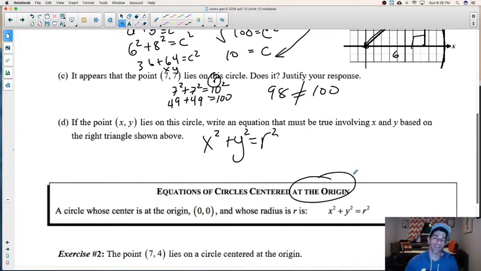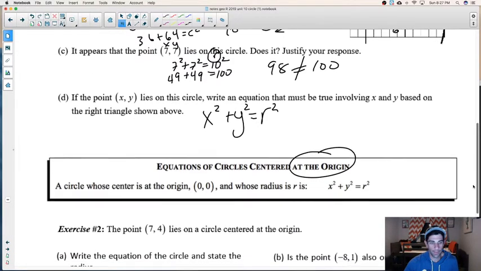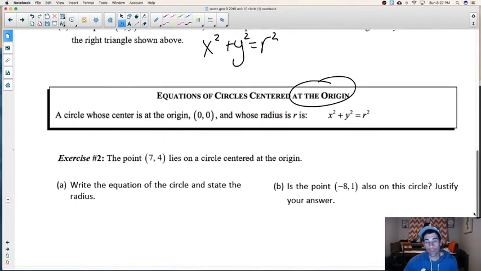What's important here is that you're centered at the origin. The next lesson we'll get off the origin, but for right now we're going to stay at 0, 0. So a circle whose center is at the origin, 0, 0, and has a radius r: x squared plus y squared equals r squared. All right? So now let's do some practice problems involving that.